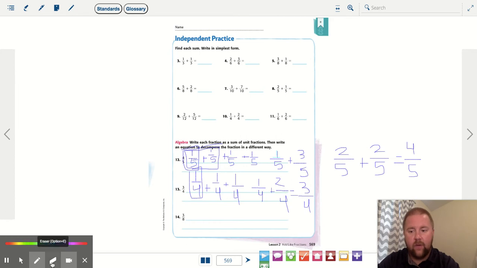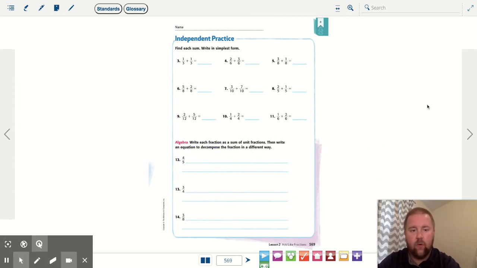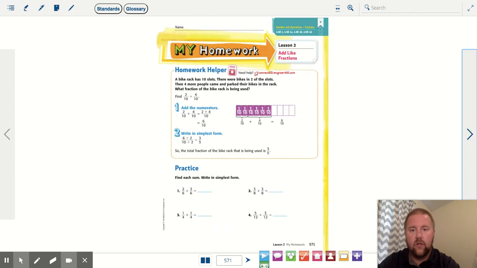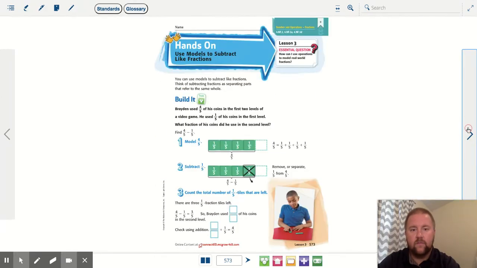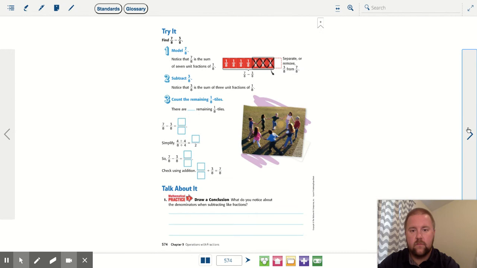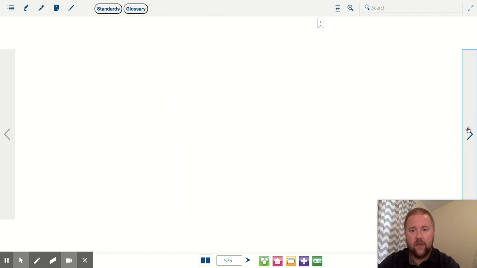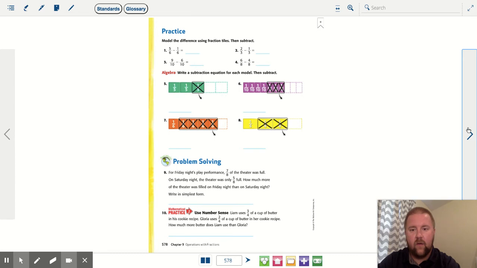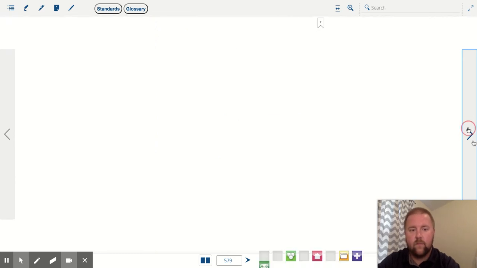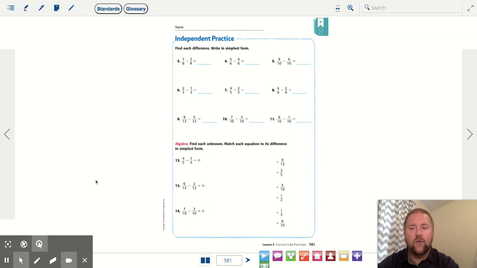I'm going to erase this page, and I'm going to jump forward a couple slides here to subtracting fractions with like denominators. Okay, so let me get to where I need to go. So now we're talking about subtracting fractions with like denominators. Again, the same idea that we did before, right? Where we have 7/8 minus 2/8.